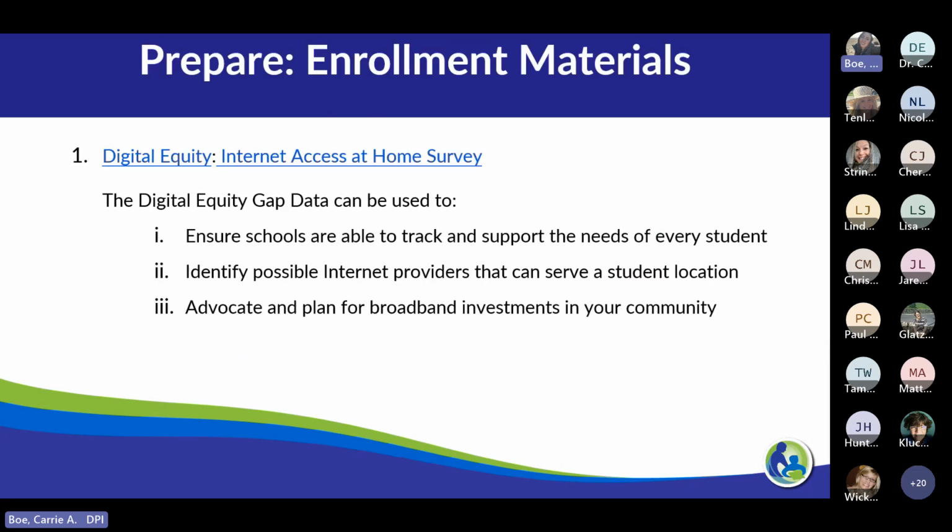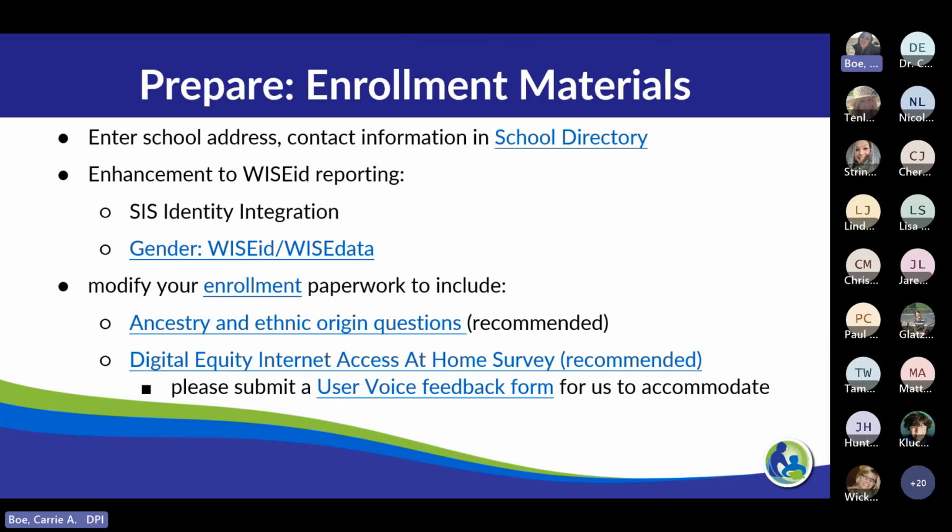Beginning of your enrollment materials, I'm going to click through these a little quickly because we do have some more presenters coming. We have something called the Digital Equity Internet Access at Home Survey. This is optional. We know that at-home learning is a reality, and so this is to help you understand what devices and internet connections are available to your students. So this at-home survey is available to use in your enrollment paperwork. And if necessary, if you have at-home learning as required, you may need to equip your students with the necessary information.